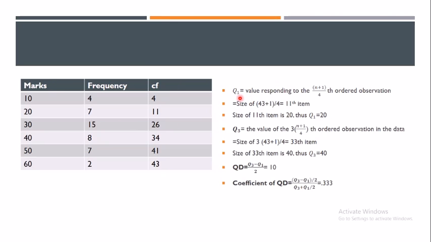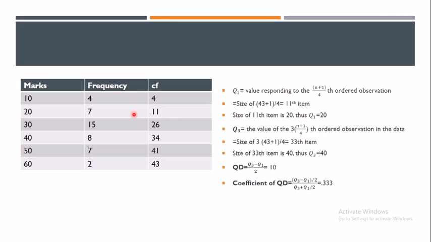Now what you have to do is, Q1 is equal to the value of the (n plus 1) by 4th ordered observation. In this case, find out the total n. How will you find out the total n? You should add up all the numbers in the frequency and you will get 43. So (43 plus 1) by 4, which is the 11th item. Now just check which is the 11th item. For that you have to check the cumulative frequency.